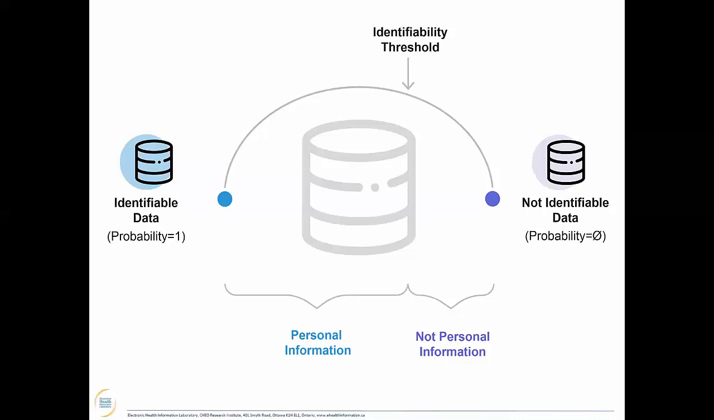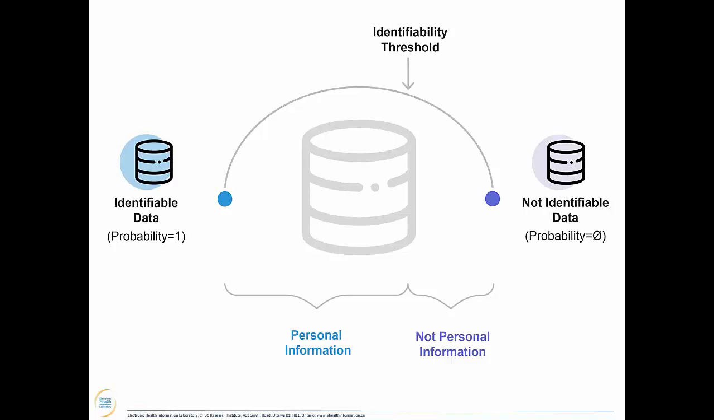Along the spectrum, there's a threshold value that splits the spectrum into personal information and non-personal information. When the measured probability in the data is above the threshold, then we have personal information. When the measured probability in the data is at or below the threshold, then we have non-personal information. This threshold is then also a probability. So the big question, of course, is what is this threshold? What should it be? In practice, there are a large number of precedents for what this threshold should be.